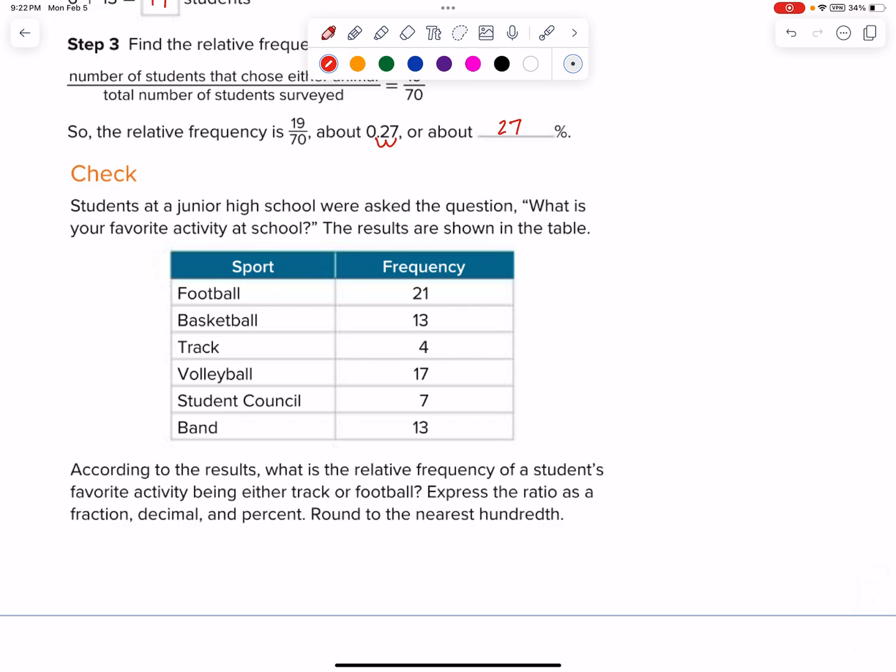All right, students at junior high were asked the question, what is your favorite activity at school? The results are shown in the table. Do you think that's true? Football is the most? Basketball, band? Oh no, volleyball, second place, maybe.